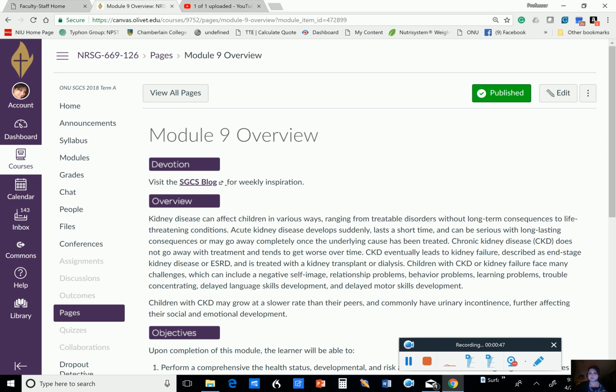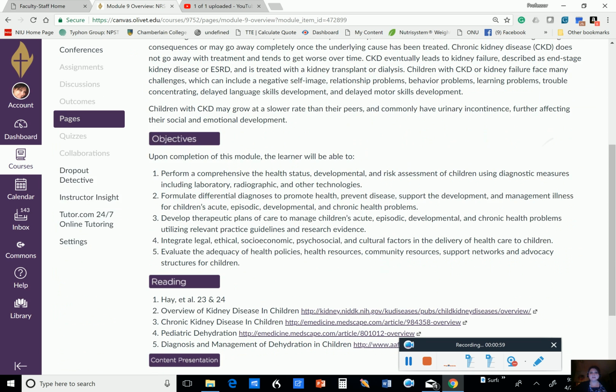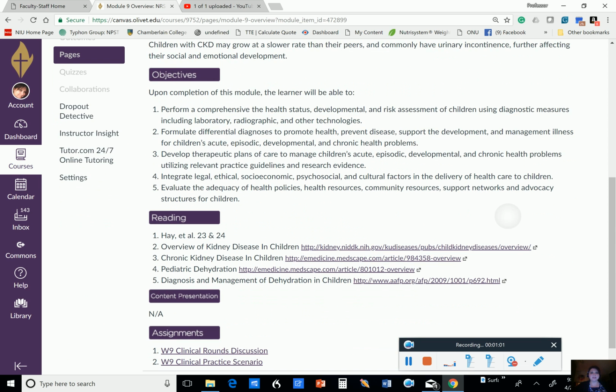Now, these children with end-stage renal disease suffer many stigmas, such as growth delays, incontinence, and delayed motor skill development. There are a lot of subsequent issues related to children that have these unfortunate conditions. Our objectives are as they are every week. That hasn't changed. And our readings are all specific towards kidney disease in children.